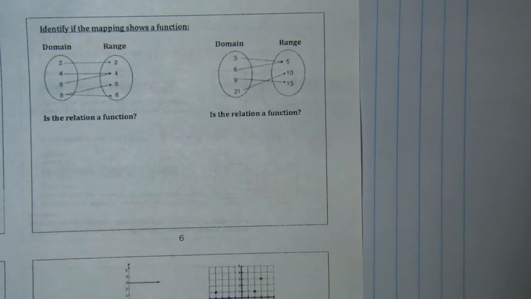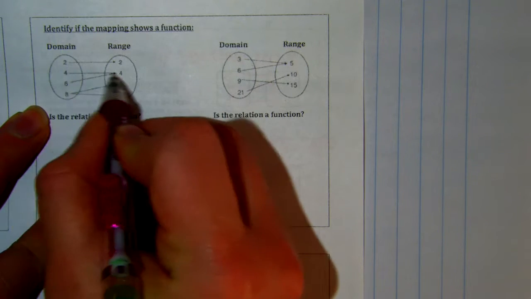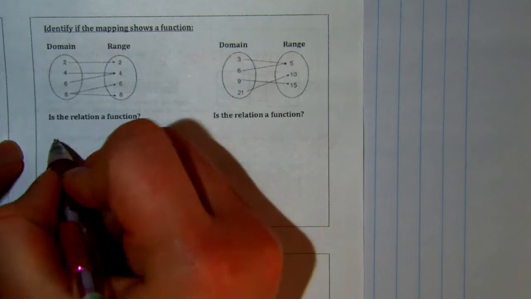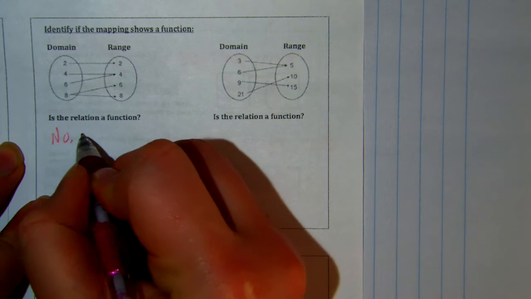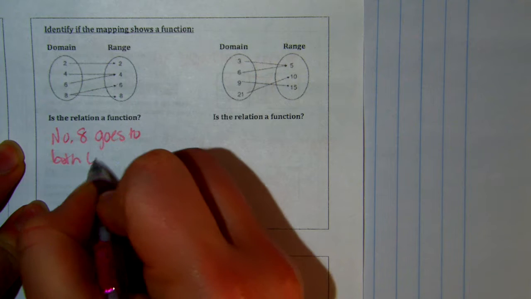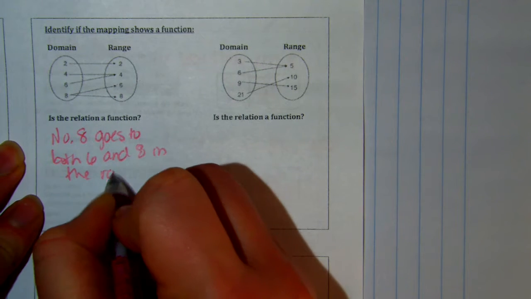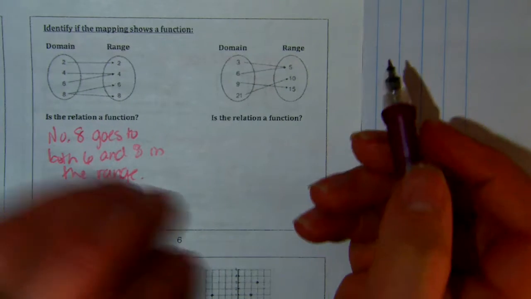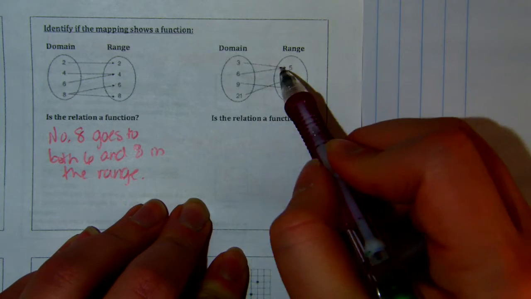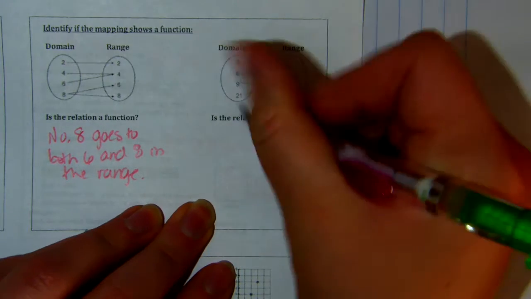All right. Identify if this one shows a function. So does each domain have one range? No. What's the problem? 8 goes to both 6 and 8 in the range. Over here, 3 to 5, 6 to 5, 9 to 15, 21 to 10. These only have one arrow coming out, so this is a yes.